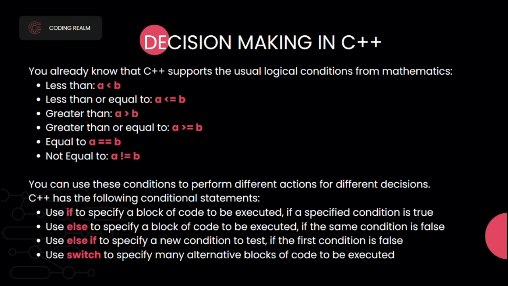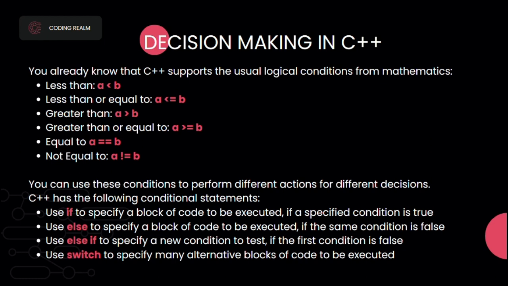Now, decision making in C++. You already know that C++ supports the usual logical conditions from mathematics, like A less than B, less than or equal to, greater than or equal to, or not equal to. And you can also use these conditions to perform different actions for different decisions.